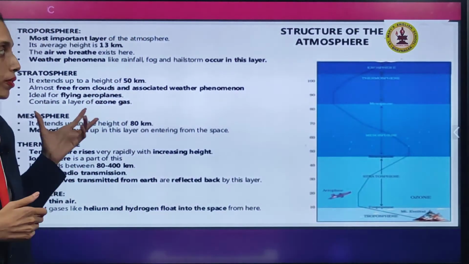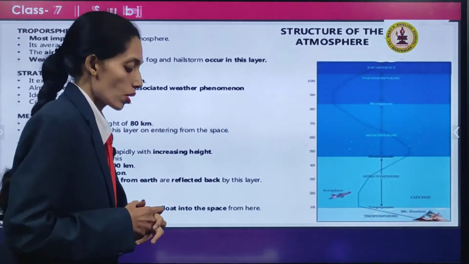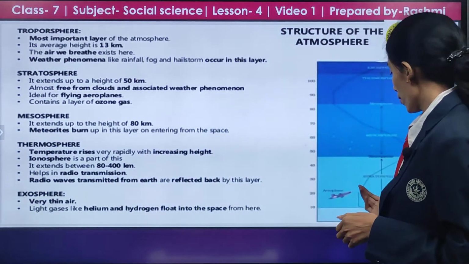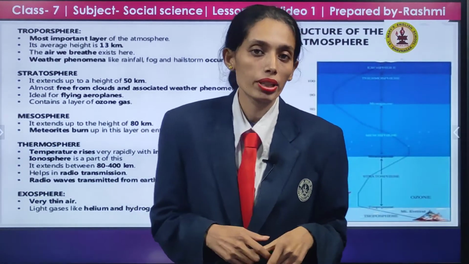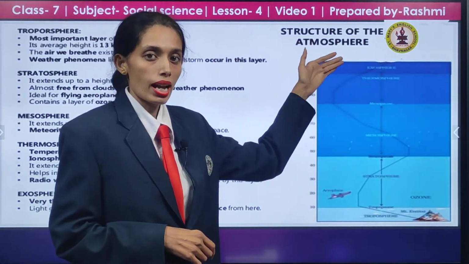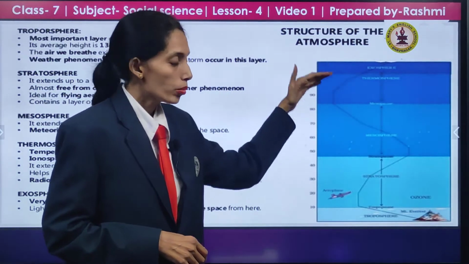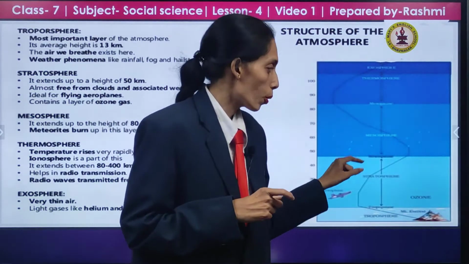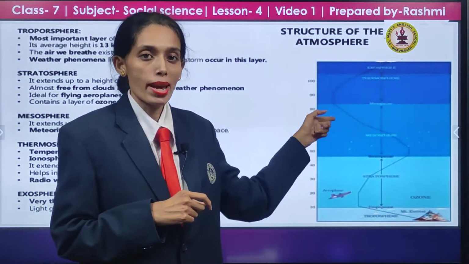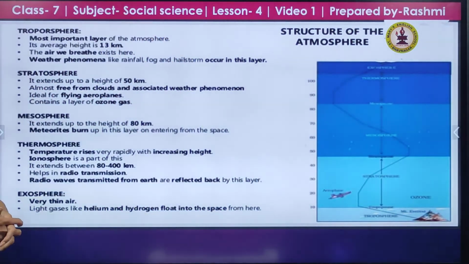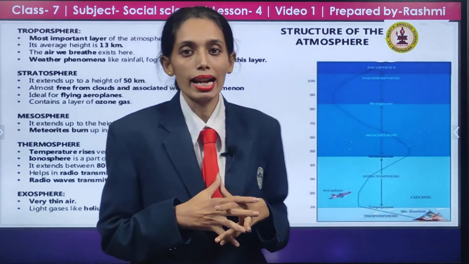Structure of the atmosphere. Let's know more about the structure. In the beginning we saw the whole view of it, right? We have first the troposphere, then stratosphere, then mesosphere, thermosphere and finally exosphere. In between there are a few gap lines, which are the pauses: tropopause, stratopause, mesopause, thermopause. So like that, in-between pauses are there. So let's talk in detail about the structure of the atmosphere.